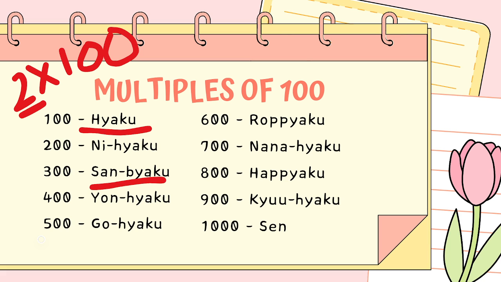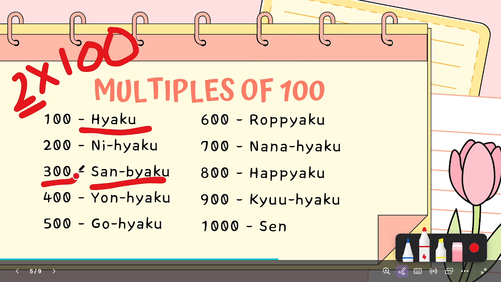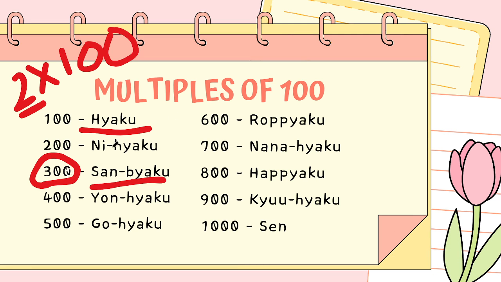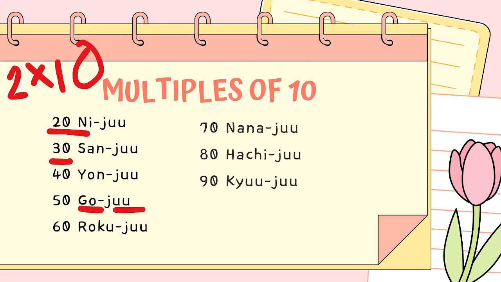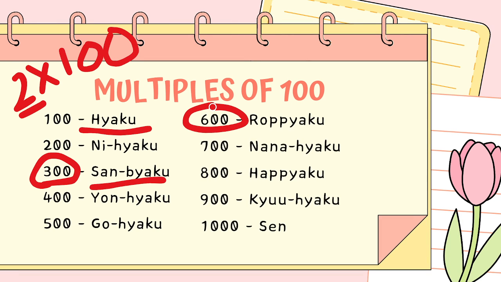Similar to 300, 600 is also an exception. For 6 we have rok, so for this we have rop pyak. Then we have 700, that is nana hyak.